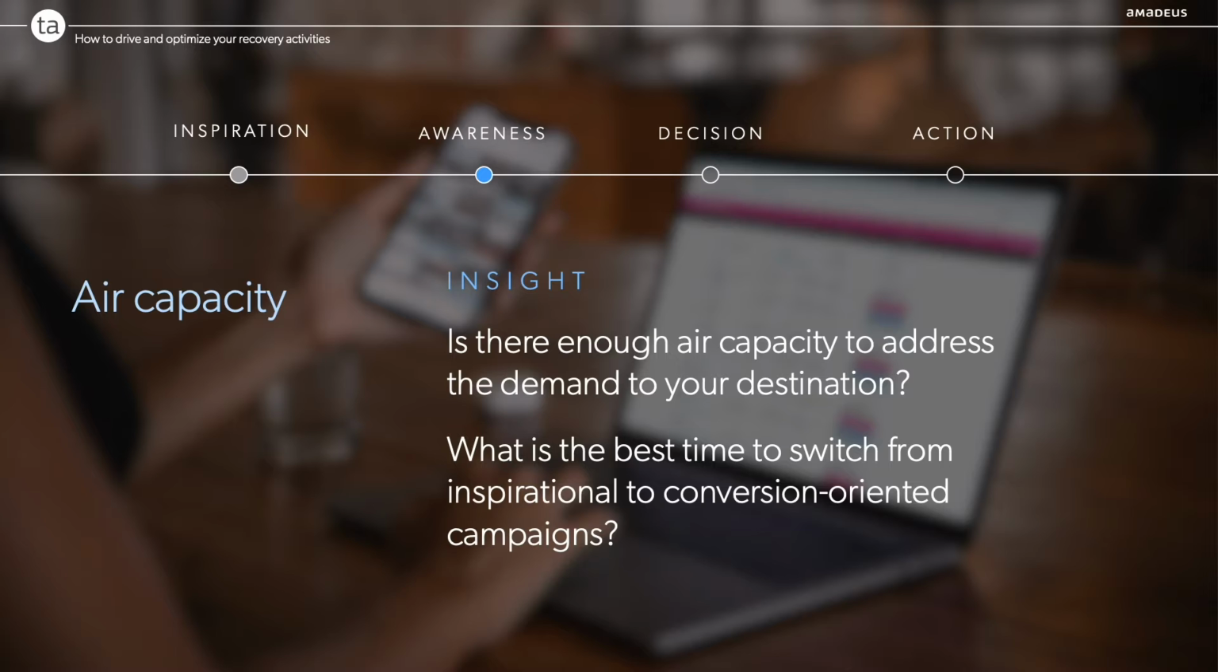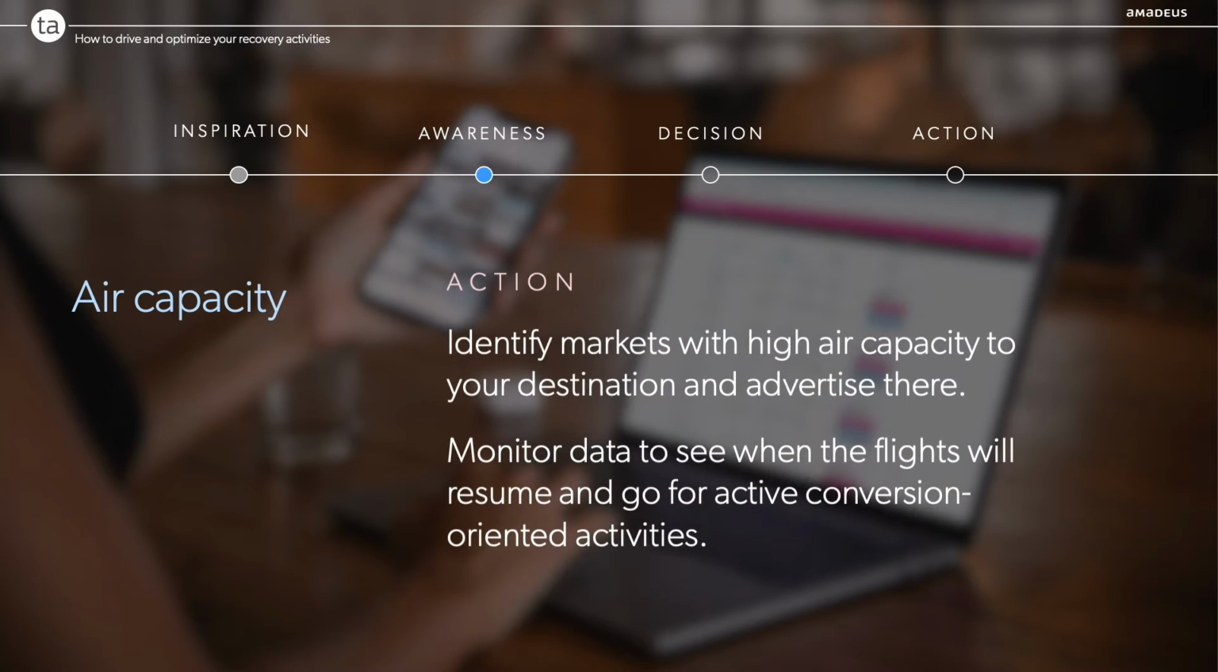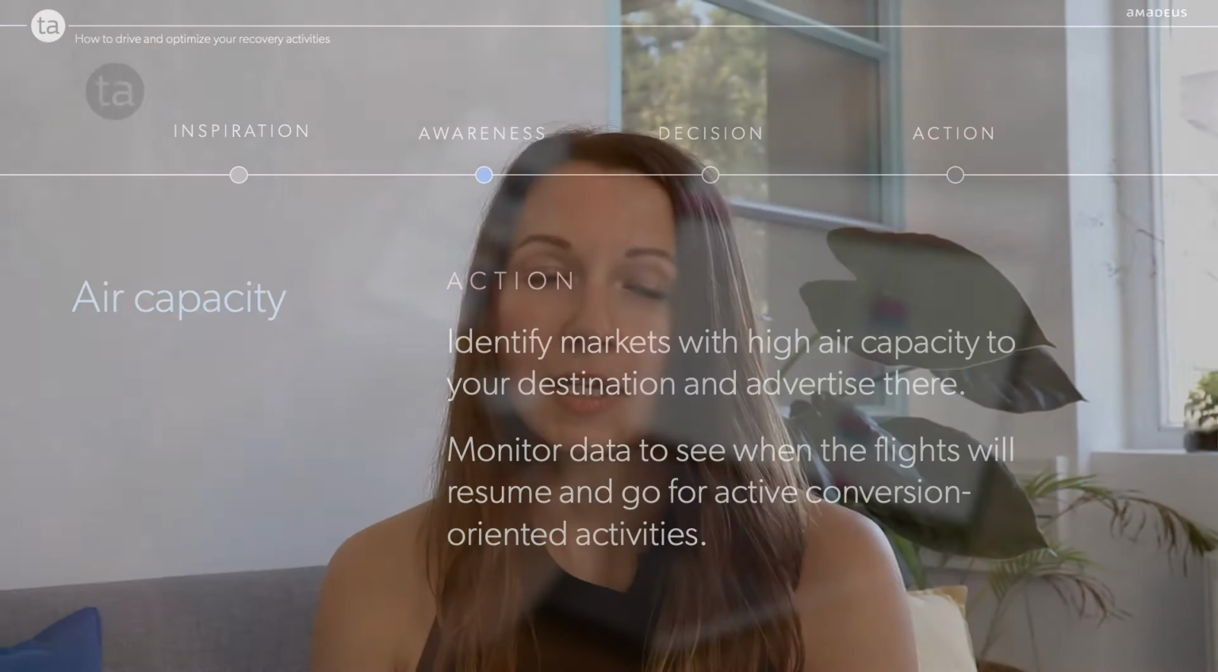You can understand when to switch from inspirational to more performance-oriented activities. So what are the insights here that can help you drive your recovery activities? You can now identify markets with high air capacity to your destination and then advertise there. You can also monitor when flights are being resumed and then start your performance campaigns.